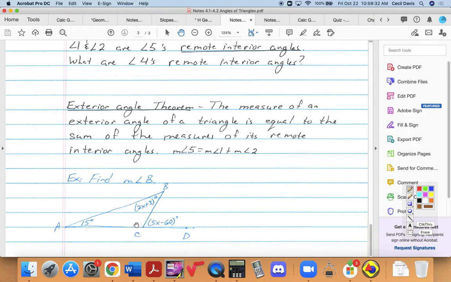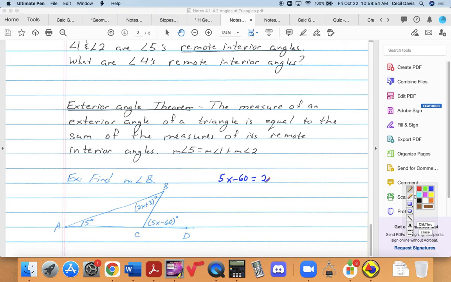So let's do this example down here. Where is the exterior angle? BCD. Exactly right. So 5x minus 60 is going to be equal to the sum of the two remote interior angles. 2x plus 3 plus 15. So then that would be 5x minus 60 is equal to 2x plus 18. So 3x is what, 78?